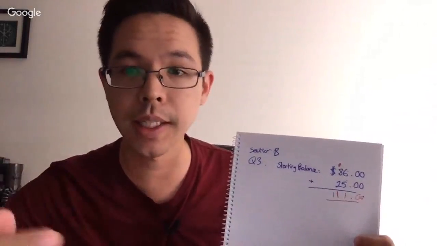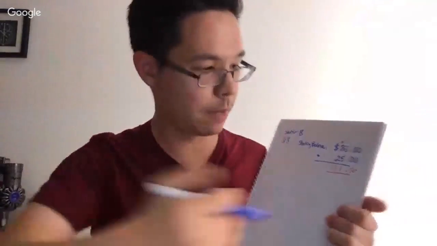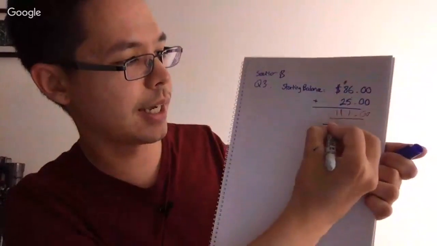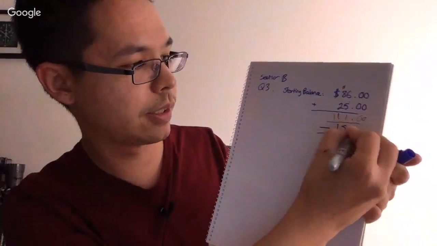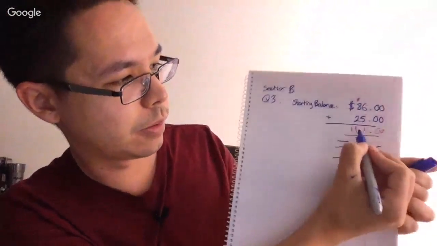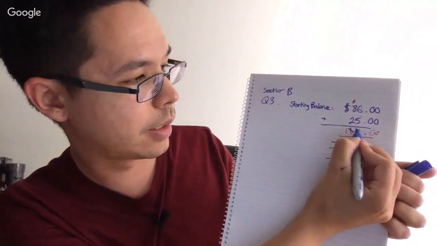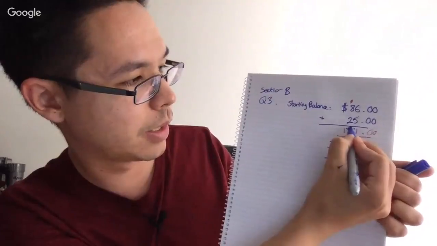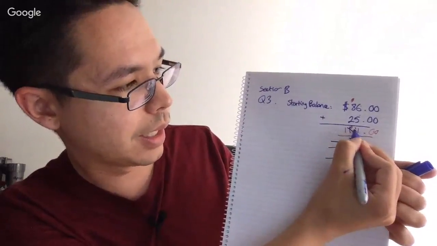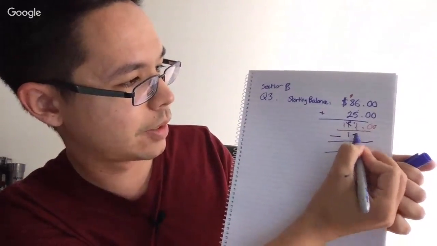So the next day, they went to the movies. That means I have to spend money. So we've lost $15. So I can just keep going down my page here, and I'll swap to a different color again. And so now I'm just going to take away $15. So 1 take 5 I can't do, so I'm going to borrow. I'm going to make this 11 here, and this is going to be a 0. 11 take 5 gives me 6.